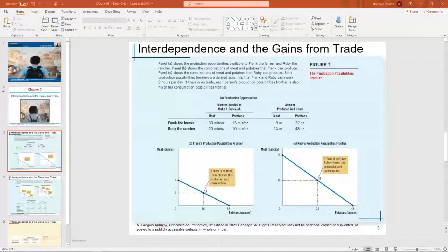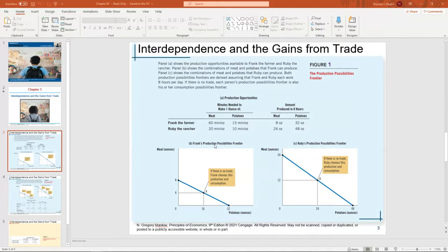Doesn't Ruby have an absolute advantage? Why? Because he can produce more with less what? Time. Now, as we said before, you can have an absolute advantage on everything, but you're not going to have a comparative advantage on both. Based on these production possibility curves, PPF, which is referencing the area on and inside that curve, that's the production possibility frontier.